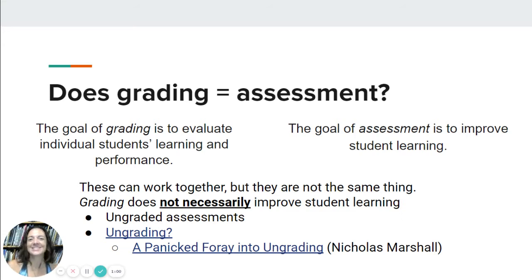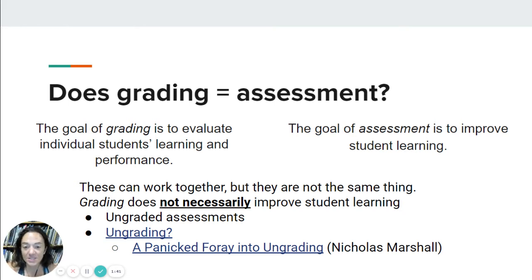So first question, does grading equal assessment? Assessment is sort of the fancy way of saying things we assign to students to see how they're doing. And grading is evaluating individual students' learning and performance. So it's a process of evaluating. Assessment is oriented a little bit more towards improving student learning. And sometimes those can go together, but they don't necessarily do the same thing. We're going to be talking much more about assessment; grading will come into play, but the idea of ranking people, putting them into grades and ranks, is not our primary objective.